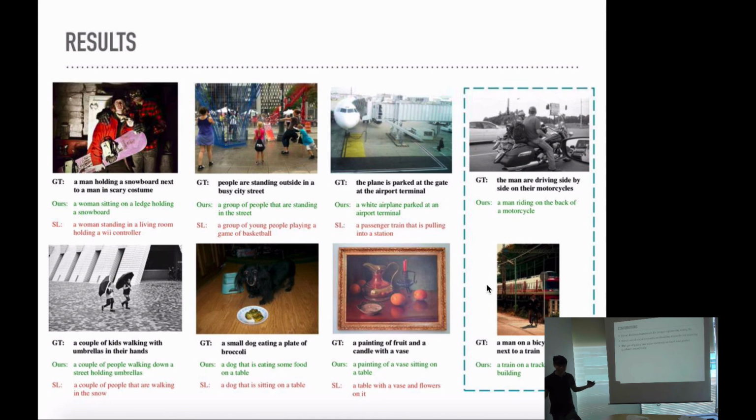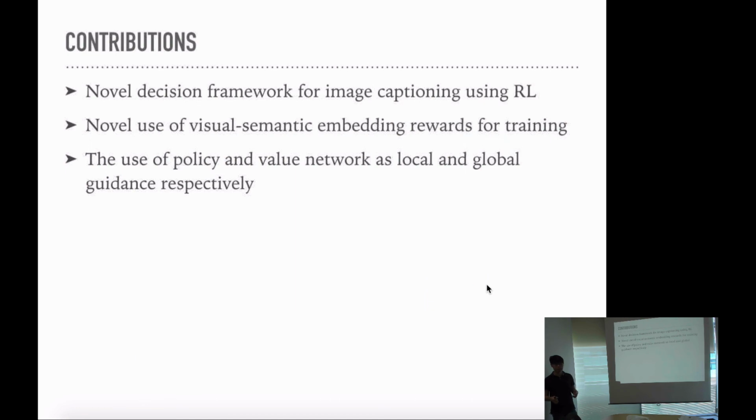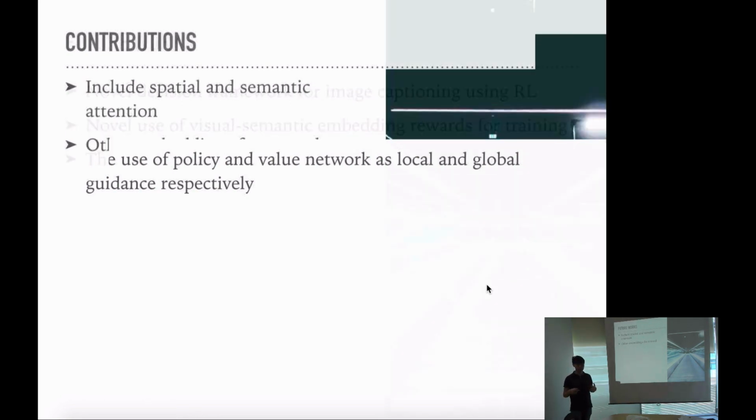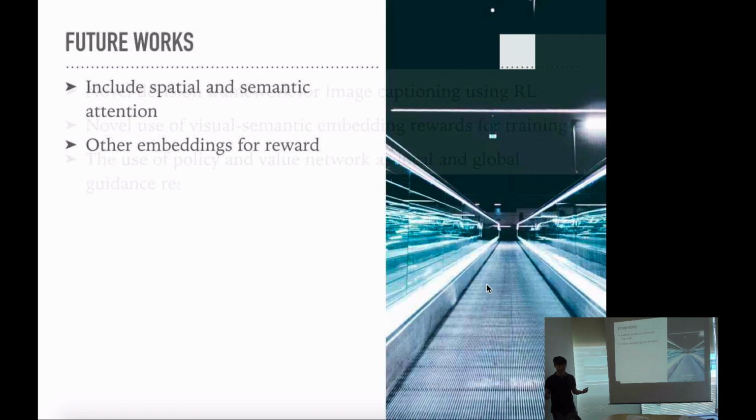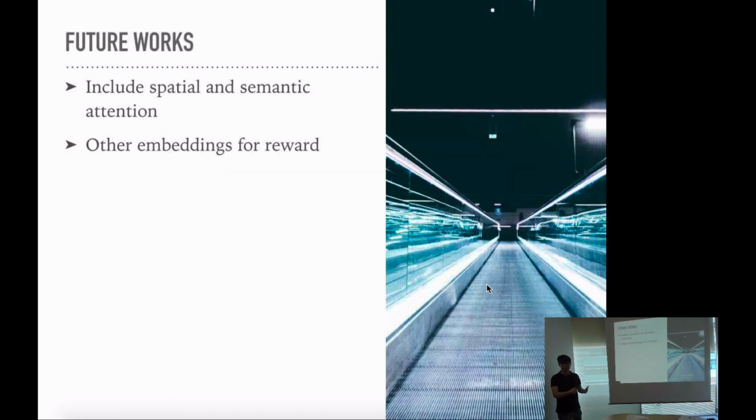So finally, I want to conclude with the contributions of this paper. There is a novel decision framework for image captioning using reinforcement learning, the novel use of visual semantic embeddings as rewards for training, and also the use of policy and value networks as global and local guidance respectively, so short-sighted and long-sighted. In future work, we can always change the policy network to something better. We can include spatial and semantic attention, like in past papers, into the policy network. And we can also try other embeddings as a reward for the value network. So now I've come to the end.